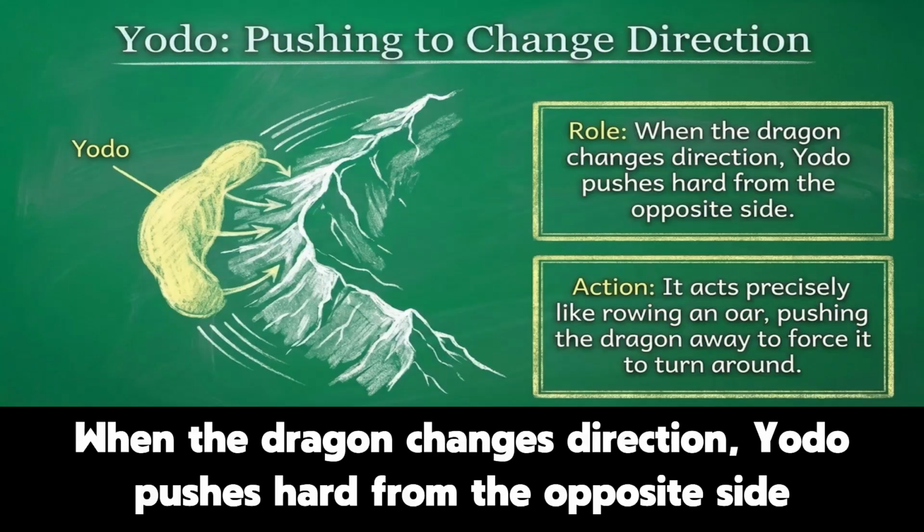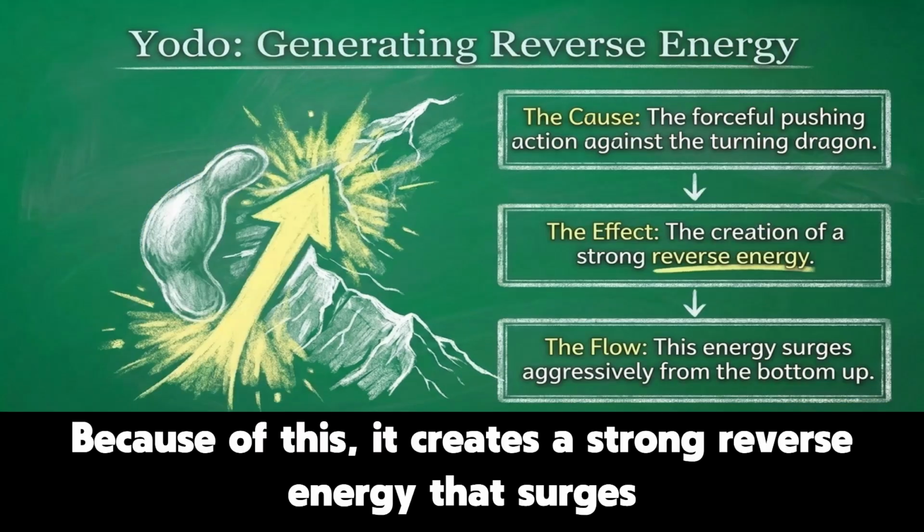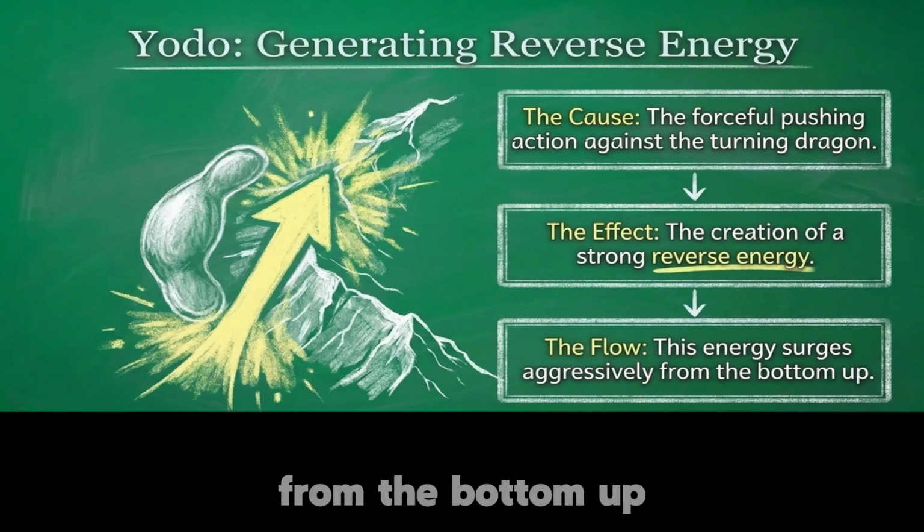First, Yodo. When the dragon changes direction, Yodo pushes hard from the opposite side. Like rowing an oar, it pushes the dragon away to turn it around. Because of this, it creates a strong reverse energy that surges from the bottom up.